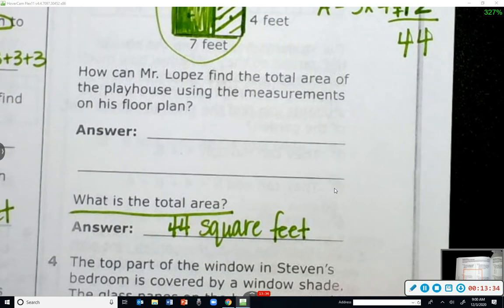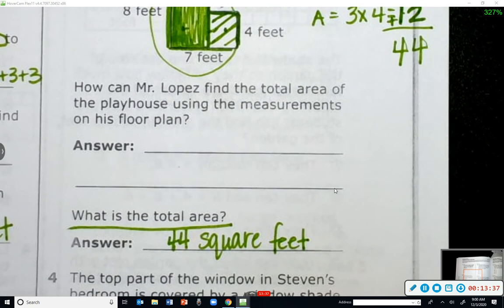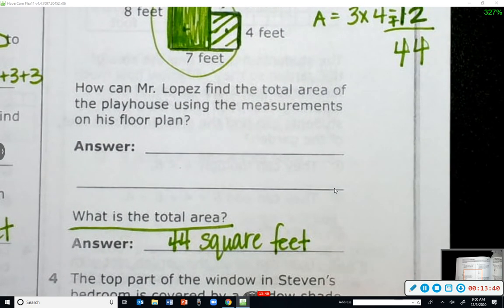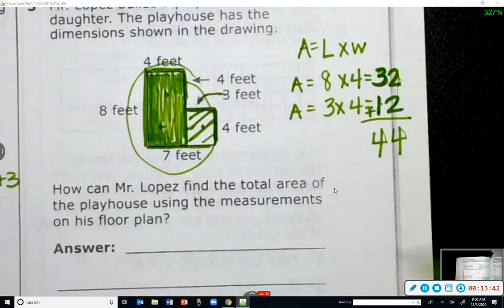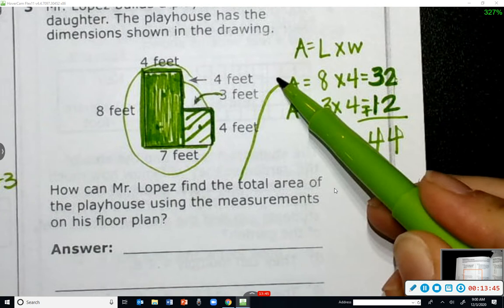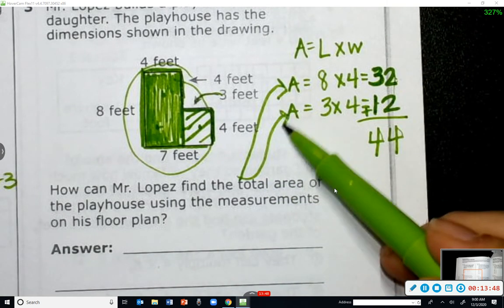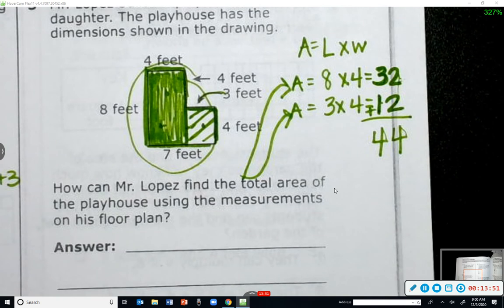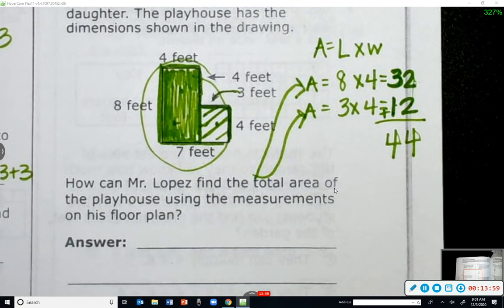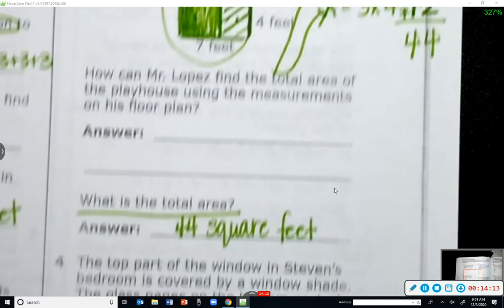Okay, how can Mr. Lopez find the total area of the playhouse using the measurements on his floor plan? We're not going to write all that out. We showed our work. We found the area of the big one. We found the area of the little one, and then we added them. Does that make sense? Yes. This is going to be the hardest thing you do today. Take shapes like this, cut them into 2 separate rectangles, and find the area of both. Okay, so if you are getting that pretty easily right now, then you should be good today.